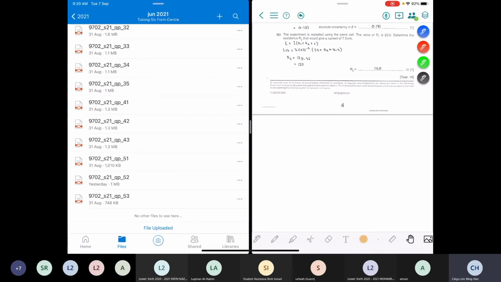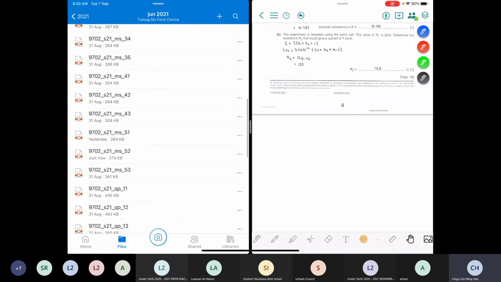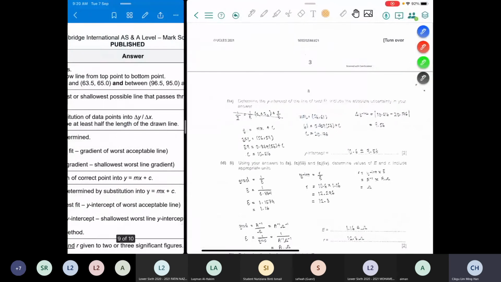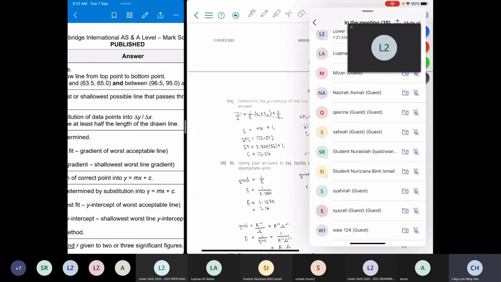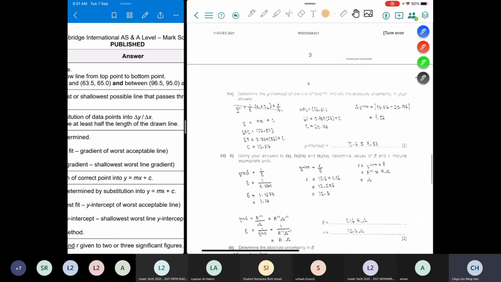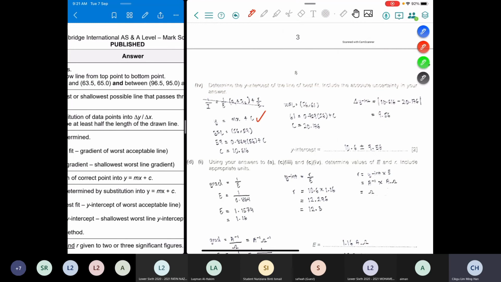Or maybe I just show you the answer here. Let me go back to the answer scheme again, sorry. Alright, so come back here again. So this one, same thing also. You use y equal to mx plus c. Always use this. Always use y equal to mx plus c.